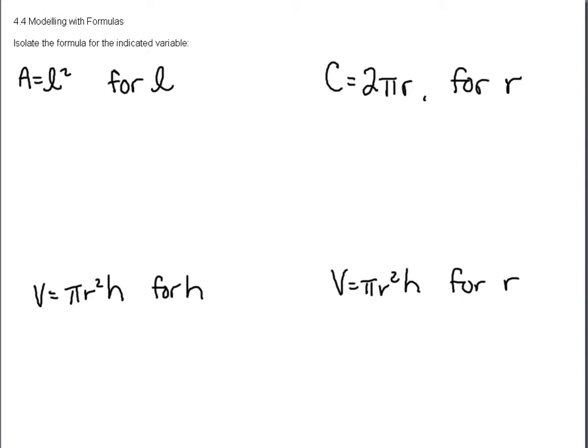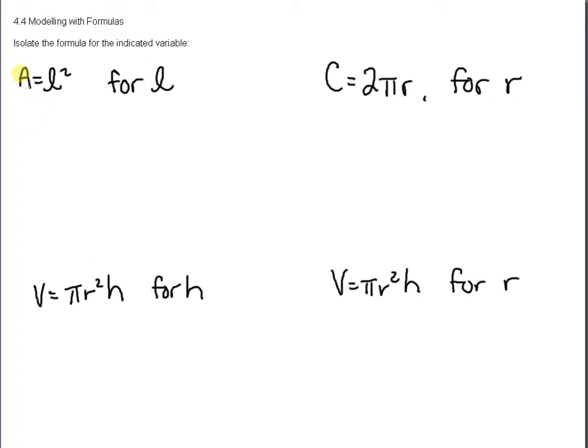Section 4.4 is very, very easy and straightforward if you've already grasped all of the other ideas. Okay, so we're doing the exact same thing that we've been doing with isolating or solving for a certain variable, but this time we don't actually have any numbers, we only have variables.